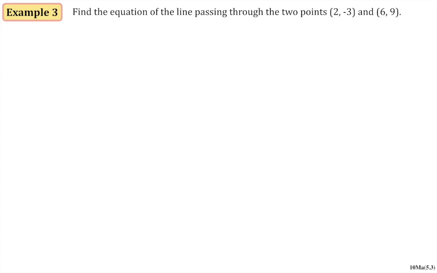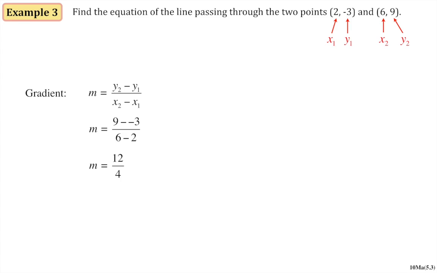Let's try our next example. Find the equation of the line passing through 2 points. Well, we've got 2 points, so that's going to be x1 and y1 because they're the x and y values of the first point, x2 and y2 because they're the x and y values of the second point. Here's our gradient formula. So we put the numbers in, we end up with our gradient being 3.